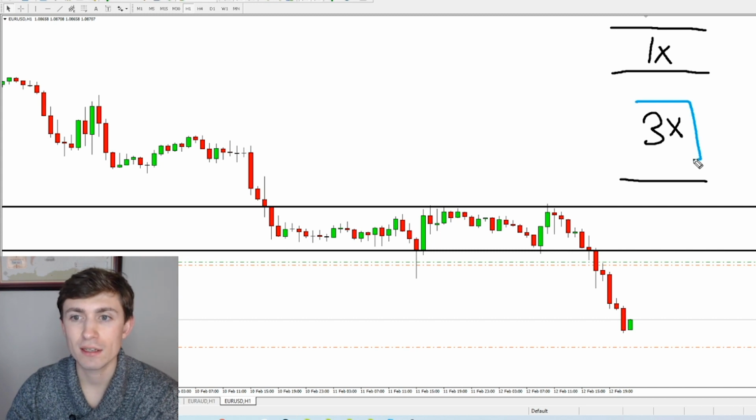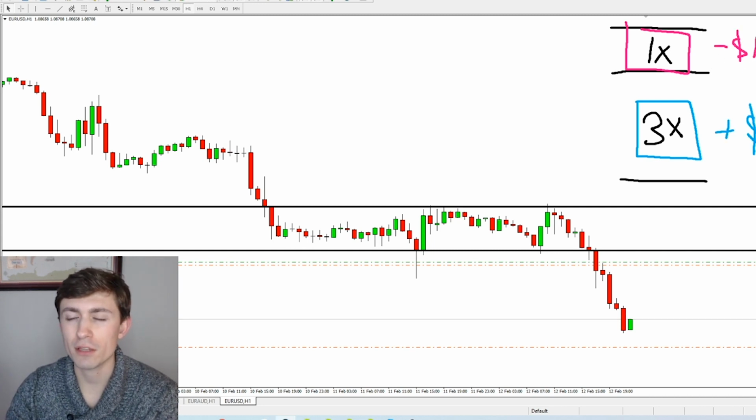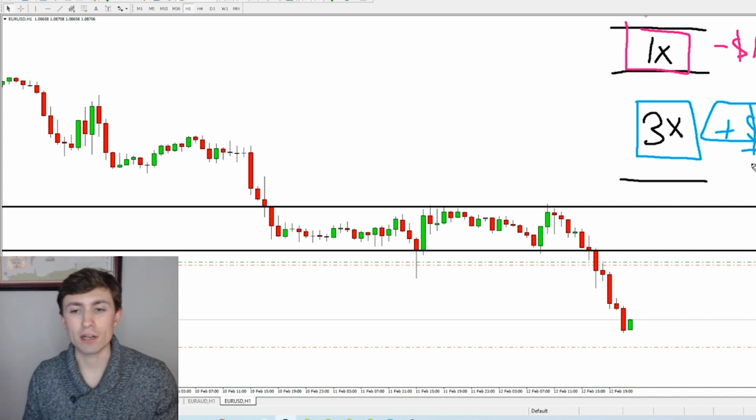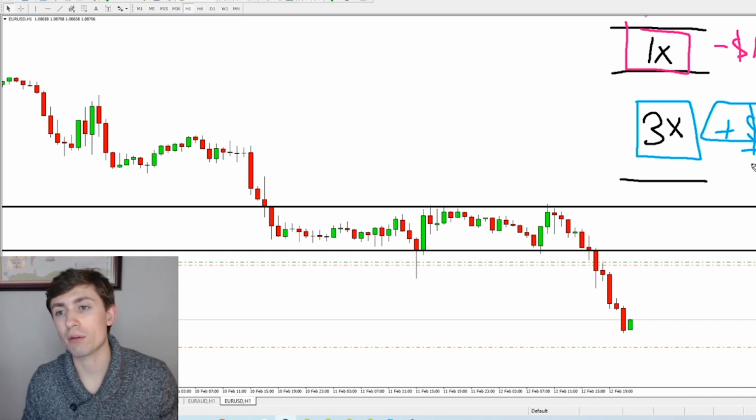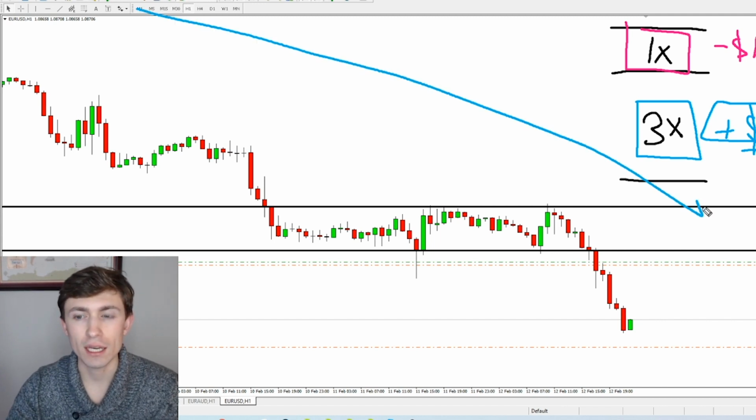So if I'm correct, I make $3 for every $1 I risk. So in this case, let's say that I was risking $100. If I'm correct about the trade, I make $300. So that's the idea here, trying to gain more than we are potentially risking and catching a significant break in favor of a downtrend.